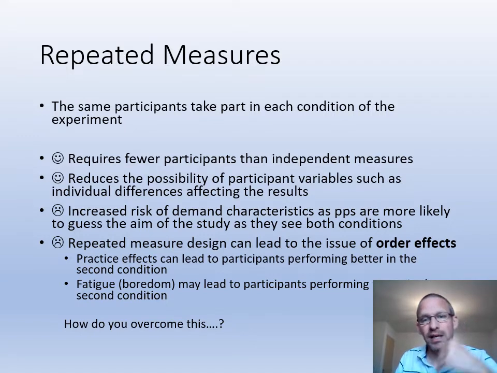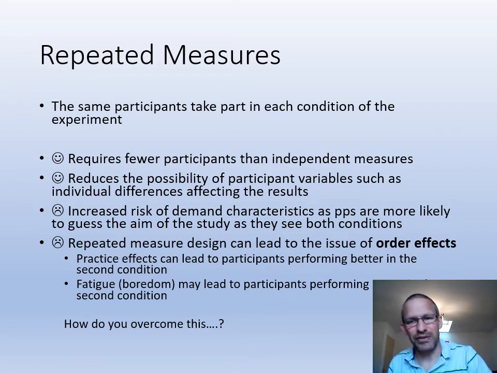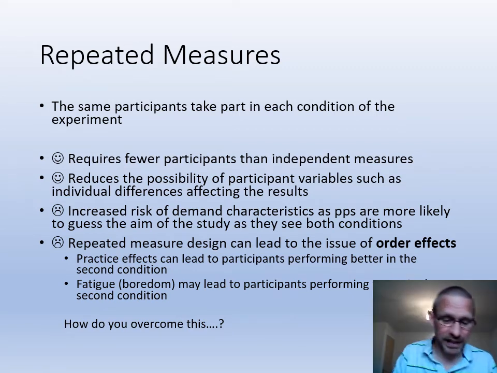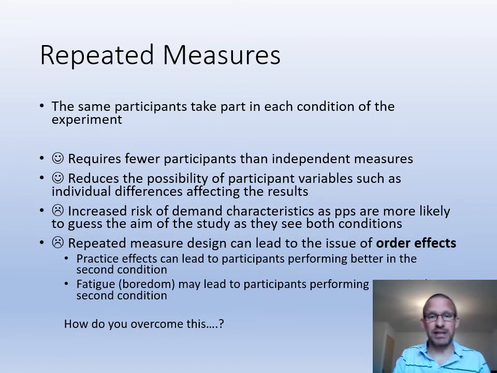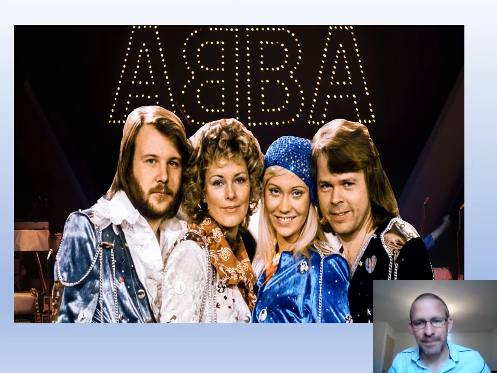Okay, so if you see repeated measures, at some point there's bound to be a question that's asking you about order effects, and there's a good chance you're going to be asked about how you could overcome these order effects. And well, one option is to scrap it and do a different design, or more likely, you would use ABBA.